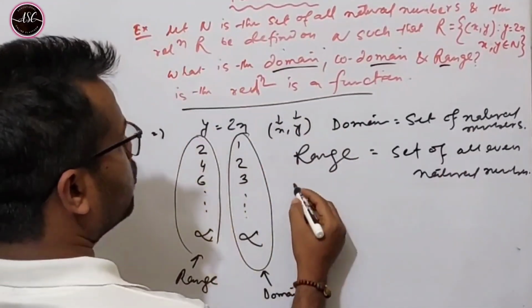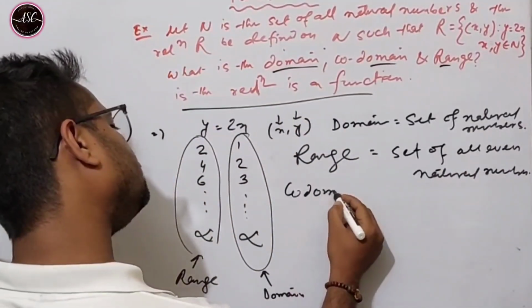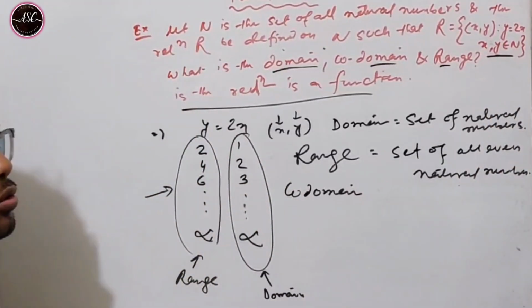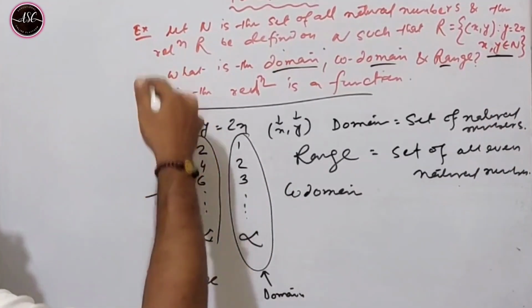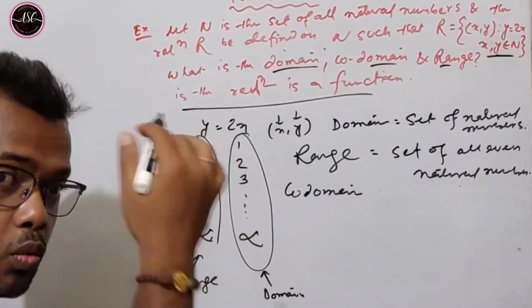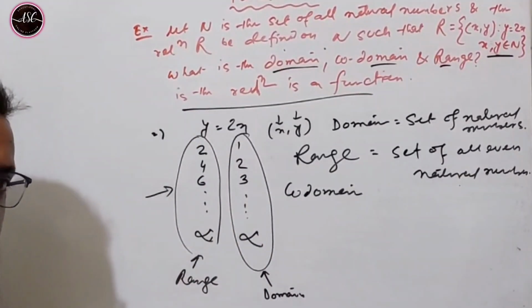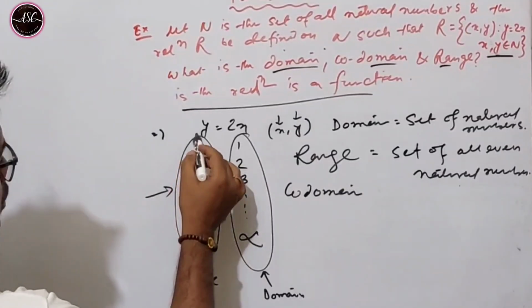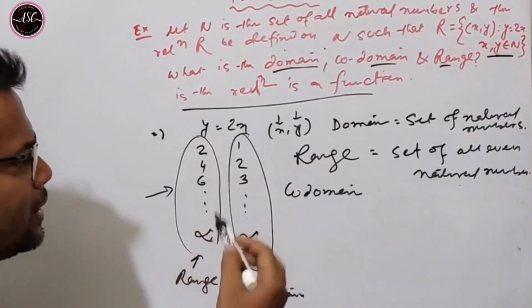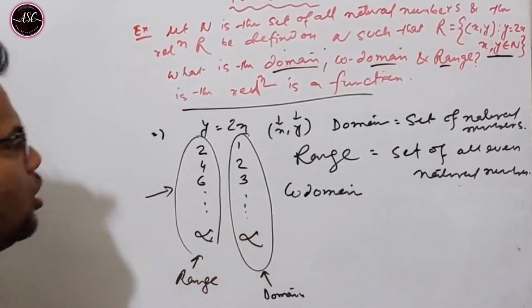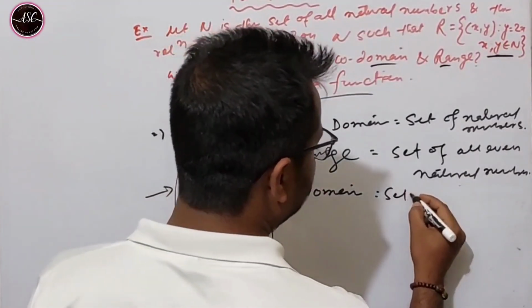Okay, and codomain. From this, y belongs to N. That means there are also elements 1 up to infinity. Okay. So in the codomain 1, 3, 5 are also included with these. So the codomain will be the set of all natural numbers.